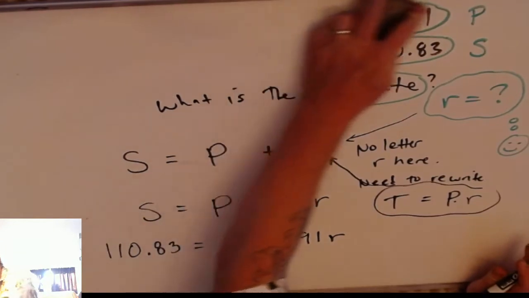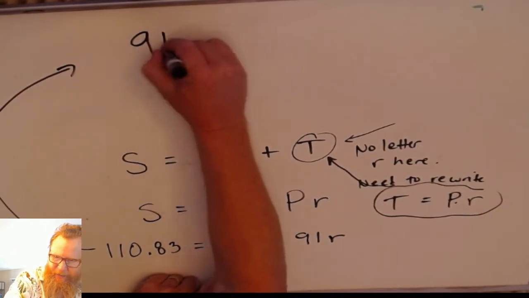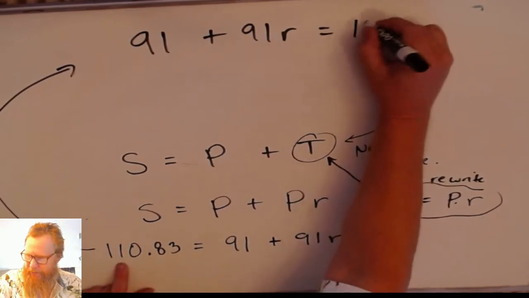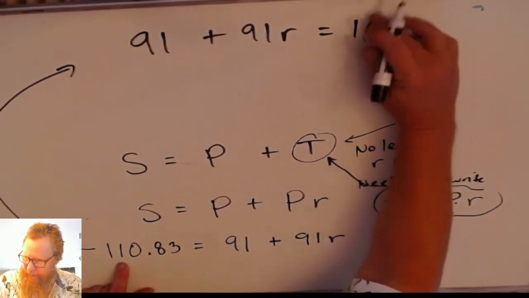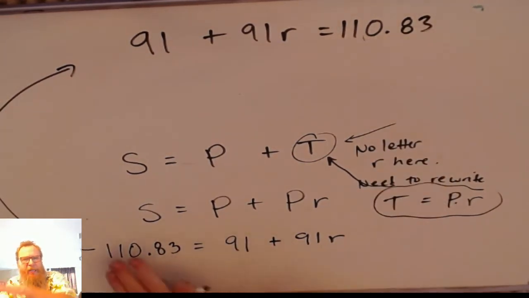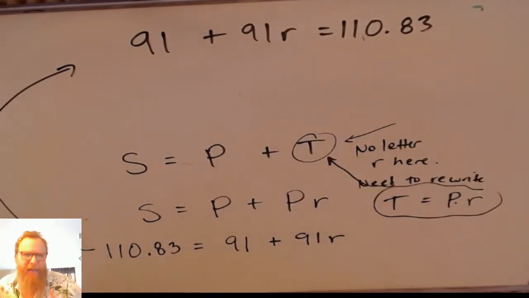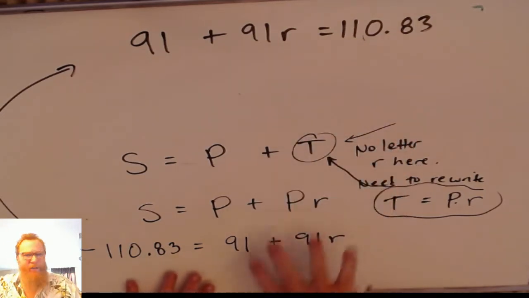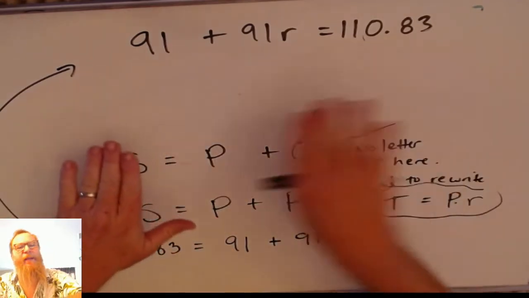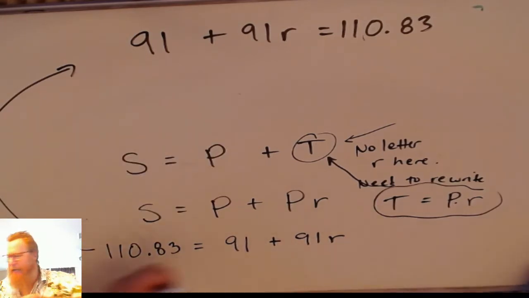I like to write it like this. 91 plus 91R is equal to 110.83. I'm just switching it around so that the $110 is on the right-hand side. It just feels a lot more natural. If you don't want to rewrite it this way, you're not required to. You're going to get the same answer either way, but this is the way that I've been solving equations, ever since we first learned how to solve them. So first you got to subtract the 91.